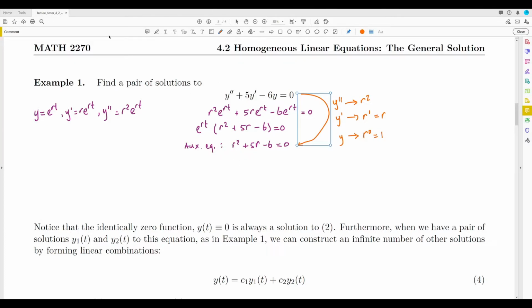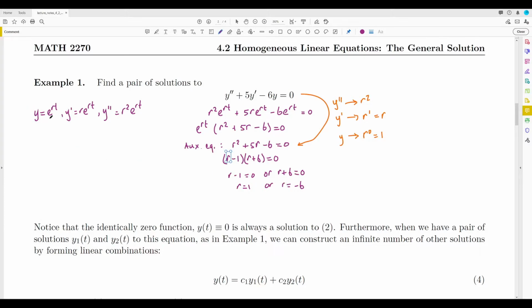Okay, this is something that will factor. We're looking for a sum of 5 and a product of negative 6. So we can factor this as r minus 1 times r plus 6 equals 0. And so r minus 1 equals 0, or r plus 6 equals 0. That gives us r equals 1, or r equals negative 6.